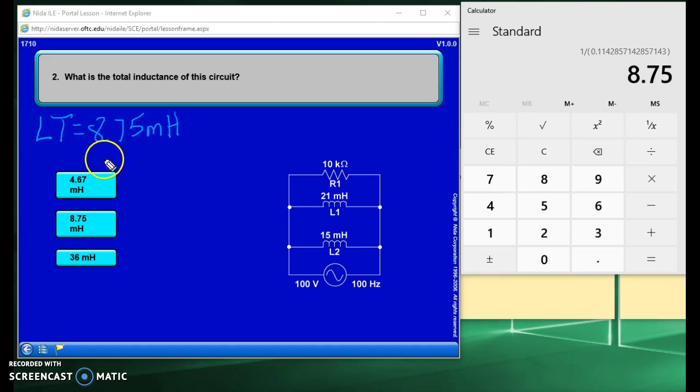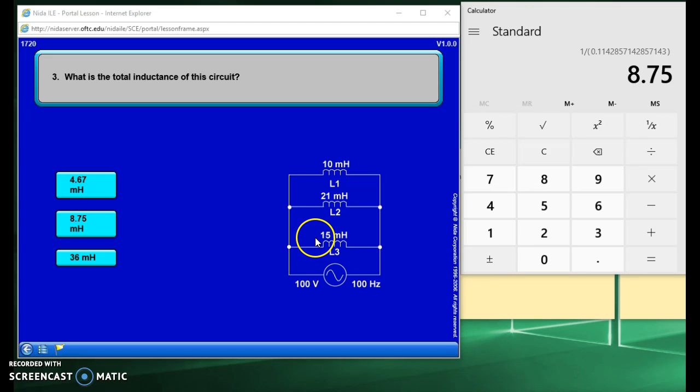Actually, it's looking just for the total inductance, so I'm getting a little ahead of myself. Still pretty easy here. We're still only applying the inductance formula because it did not ask us for inductive reactance. So just inductance, and here it is, 8.75. Now let's clear the screen. Total inductance here, same thing, except we've got 3 this time.